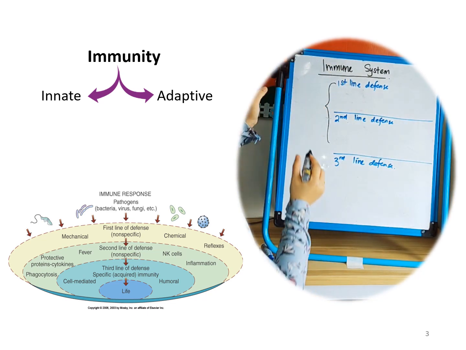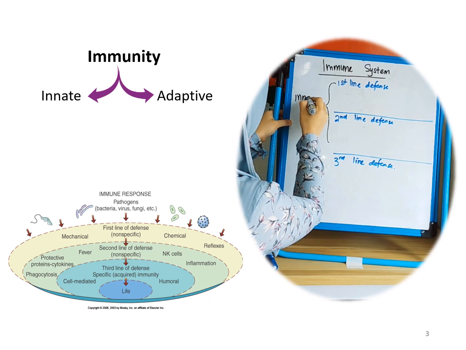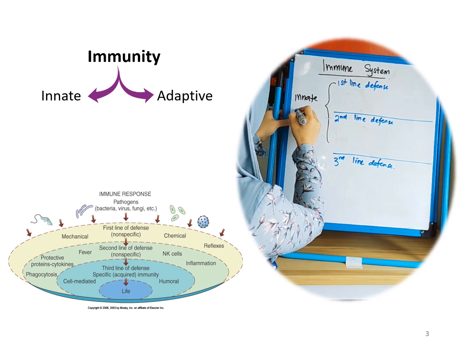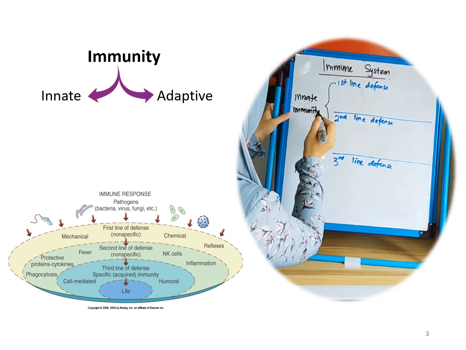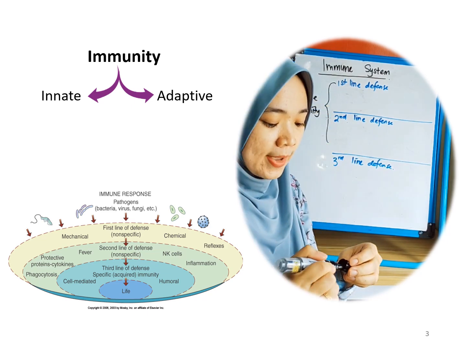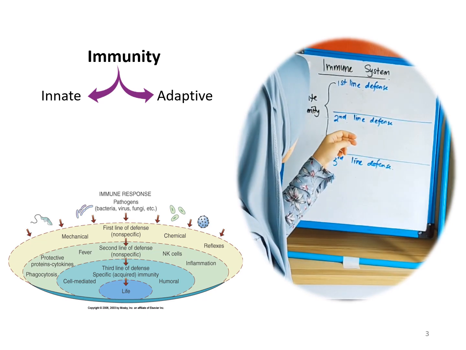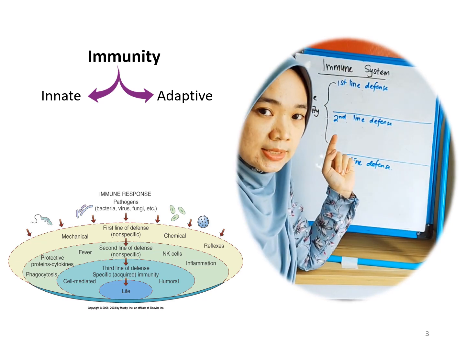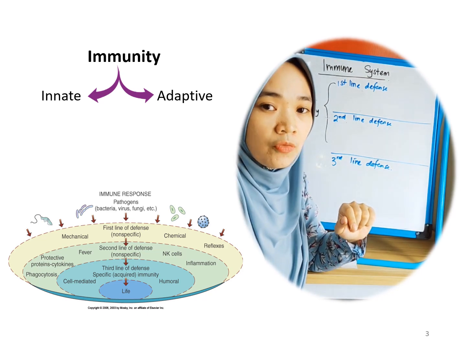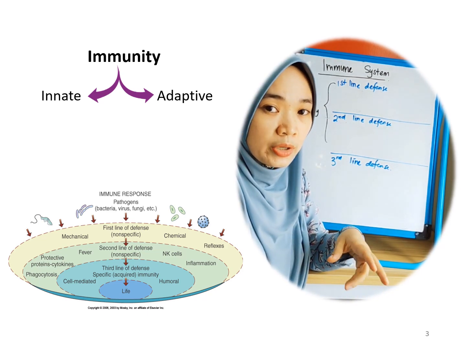So innate immunity, which is non-specific immunity, covers the first line and the second line, which are non-specific. At these two lines of defense, our body, the immune system and the lymphatic system protect us from the invader or the pathogen.